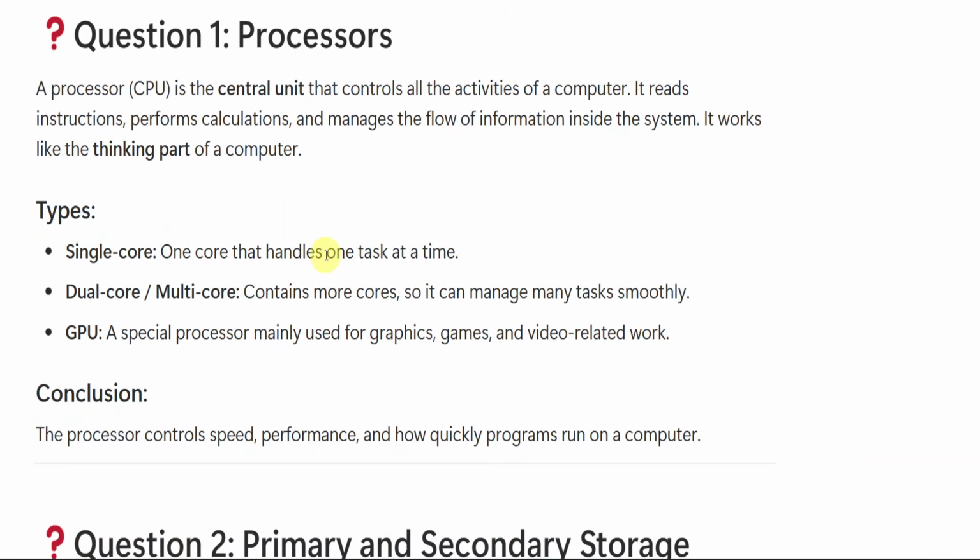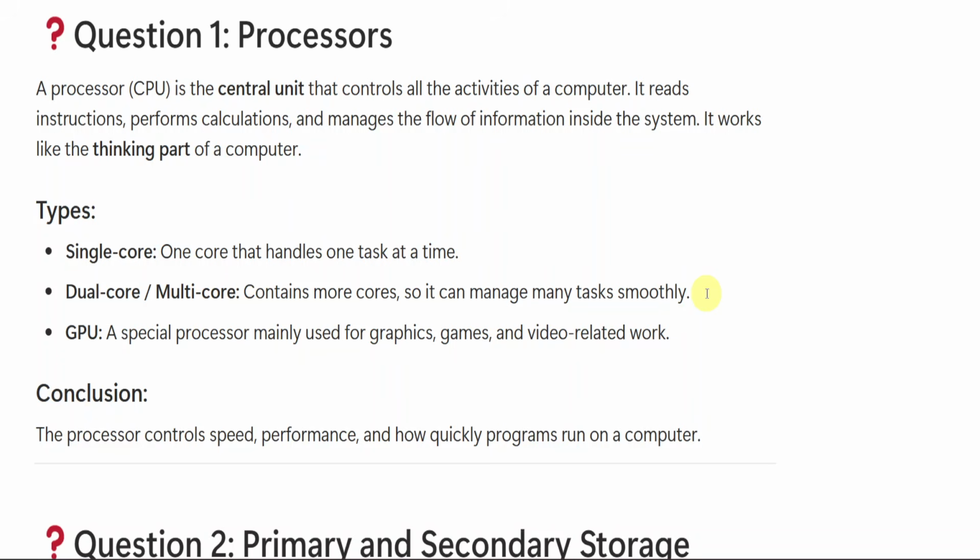And we have different types. The first one is single core. It has only one brain, and it works slowly for many tasks. If multiple tasks are being done at the same time, it might be slow.